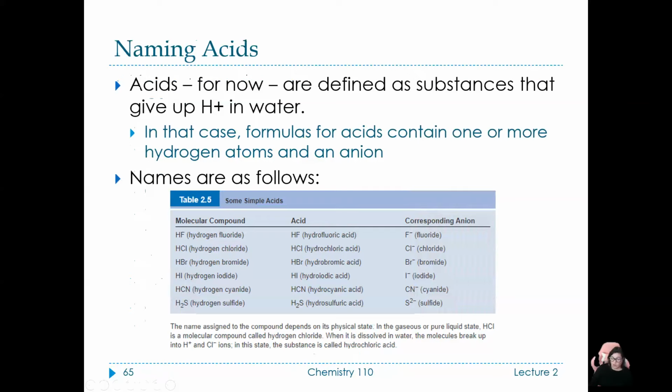HCl, hydrogen chloride. HCl is hydrochloric acid. The corresponding anion is Cl minus. Now, I want you to know these. Why do I want you to know these? Because these are mostly strong acids, and so you'll need to know them anyway. Now, HF is an exception, but I want you to be able to know all of these things, all right?